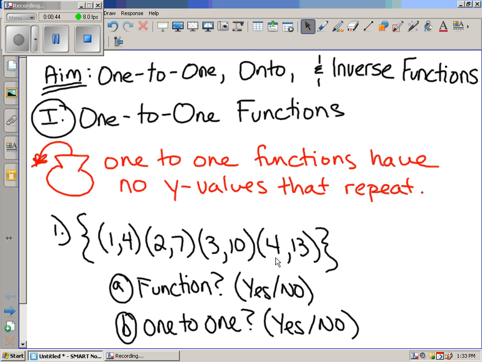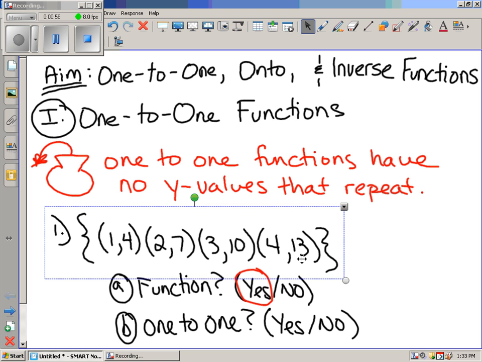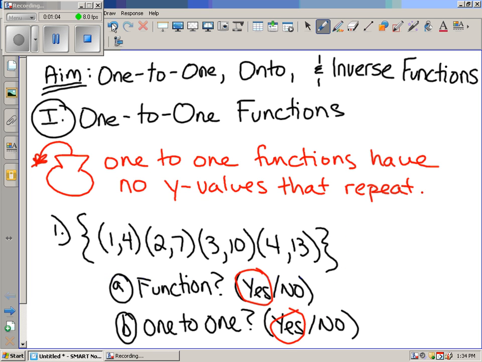So I gave you a list of coordinates. Do they create a function? Oh, nice. Sweet. Is this function one-to-one? Do no y values repeat? Nope, no y values repeat. Whoops, made a mistake. Yes, it's also one-to-one.